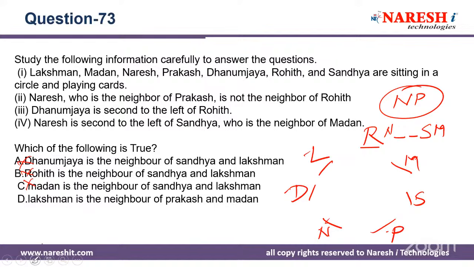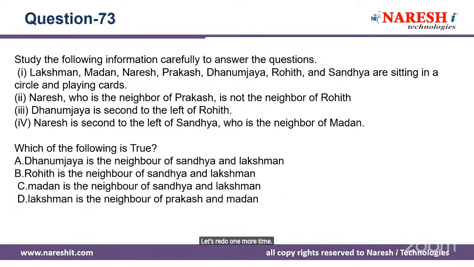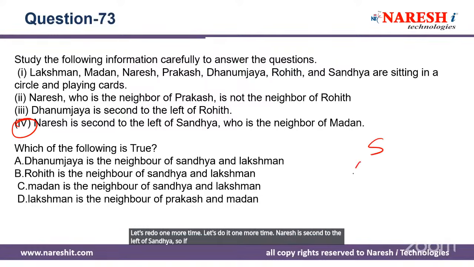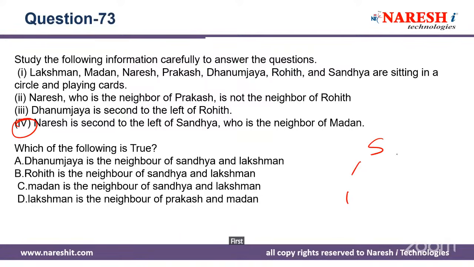Let's do it one more time. Naresh is second to the left of Sandhya. So if Sandhya comes here, first, second, this will be Naresh. Second to the left of Sandhya, who is the neighbor of Madan. So Madan will come in any one place.